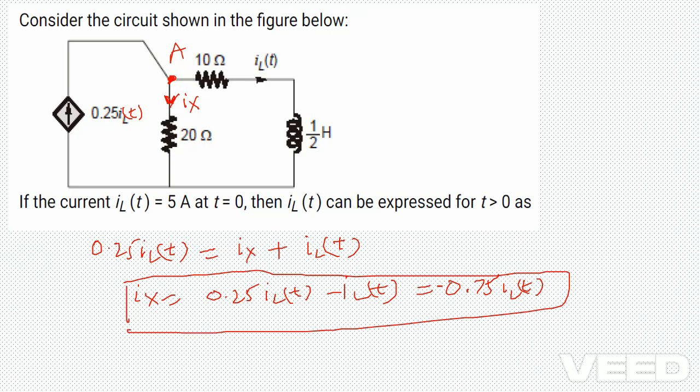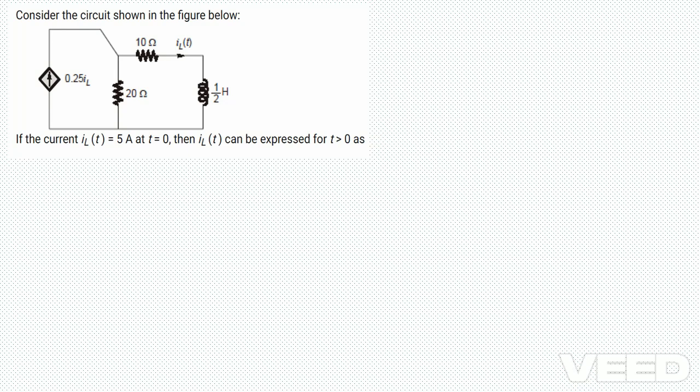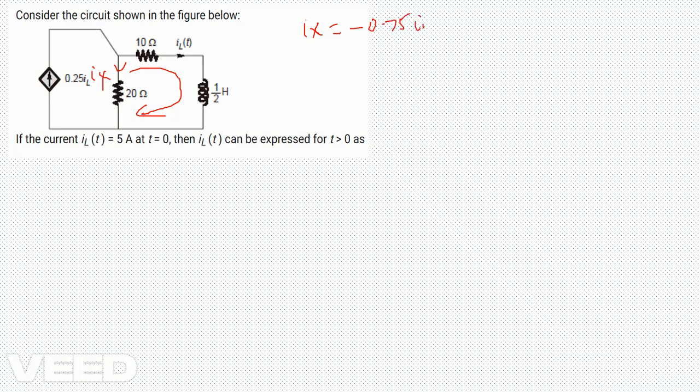Now let us apply KVL across the loop. Which loop? This loop which I am highlighting now. So now I know this current Ix. The Ix we have already calculated. This is minus 0.75 of IL of t. Now this is already done. Now let us apply KVL.